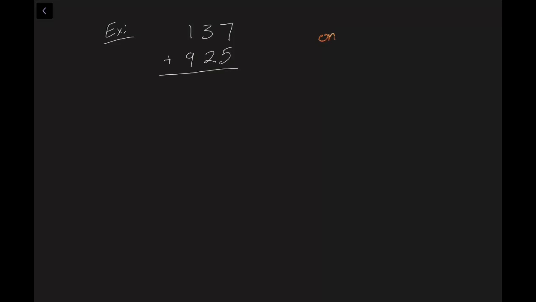So we'll start with our ones, and we'll have 7 plus 5, and we know that's 12. So we have 2 ones and 1 ten. So we're going to put that 2 in the ones place, and we're going to carry that 1 ten over into the tens place. So we put a 2 in the ones place and bring that 1 up.